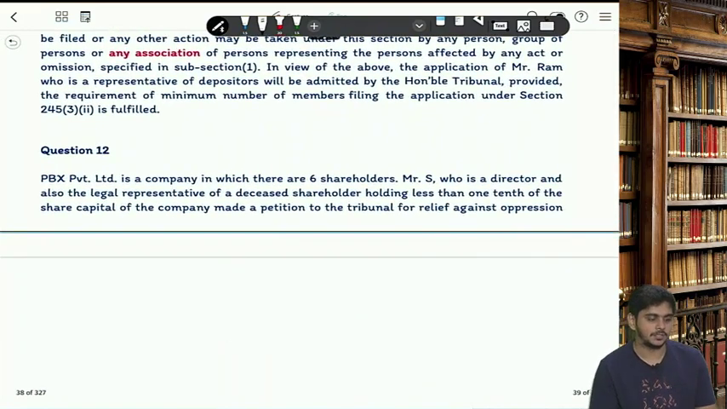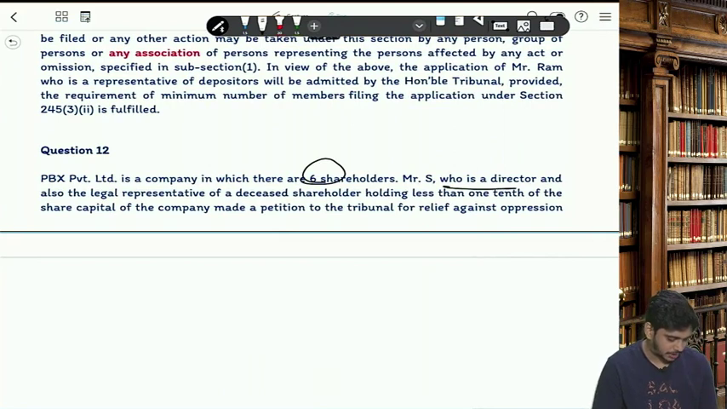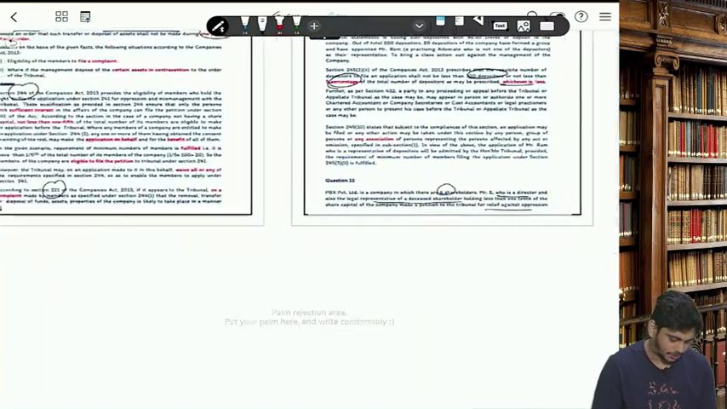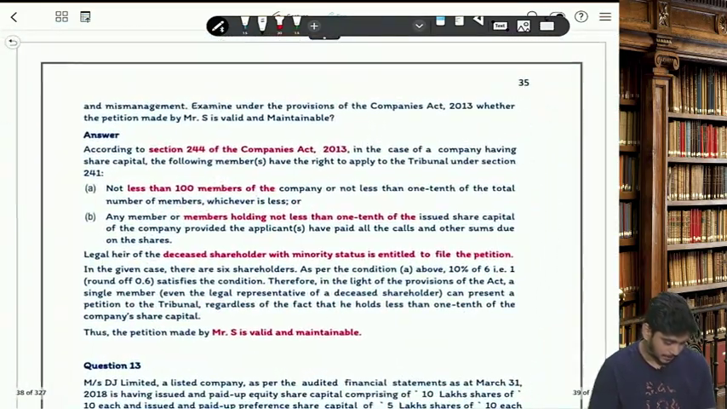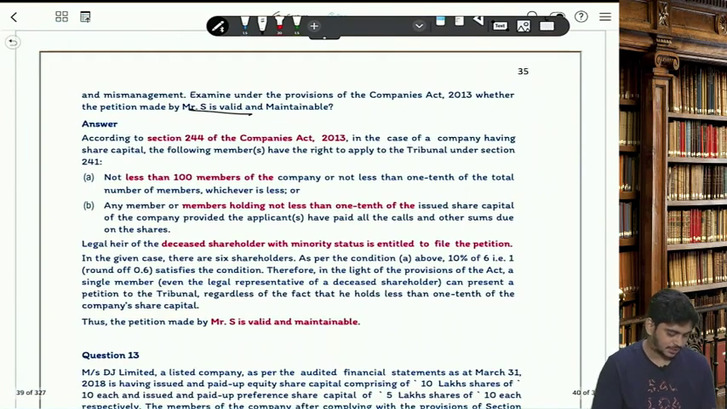Same question what we have done. PBX Private Limited is a company in which there are 6 shareholders. S, who is the director and also the legal representative of a deceased shareholder, holding less than 1/10 of the share capital of the company, made a petition to the tribunal for relief against oppression and mismanagement. Check as per Companies Act whether it is valid.